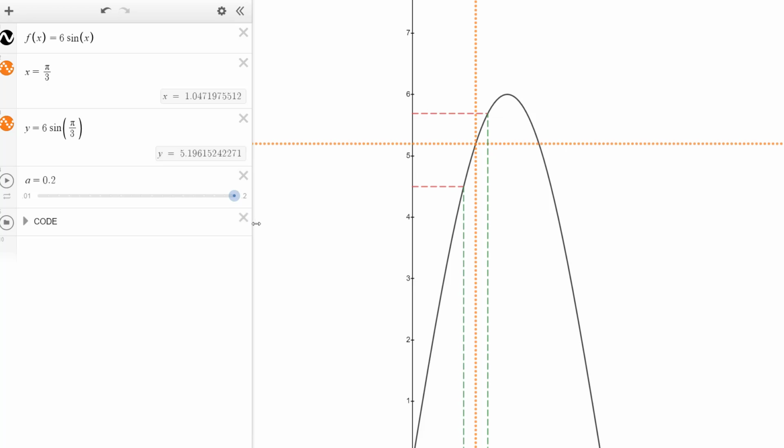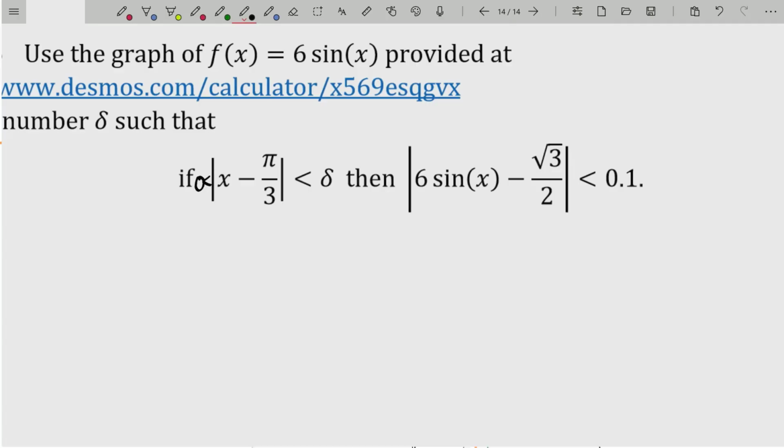So if I go back to here, this should not be root 3 over 2. If you're one of my students, you won't see this in your lecture notes because I'll have it fixed by the time you get there. But just letting you know, that should be 6 times that, or 3 root 3. Sorry about that. So we want the distance between our function, f of x, and our function basically evaluated at pi over 3, which is going to be the limit. We want that distance to be less than 0.1. So that's our epsilon neighborhood, 0.1. Wiggle by a tenth above, wiggle by a tenth below.